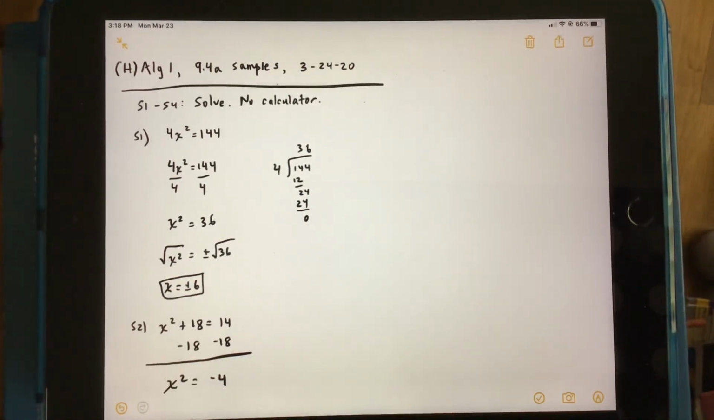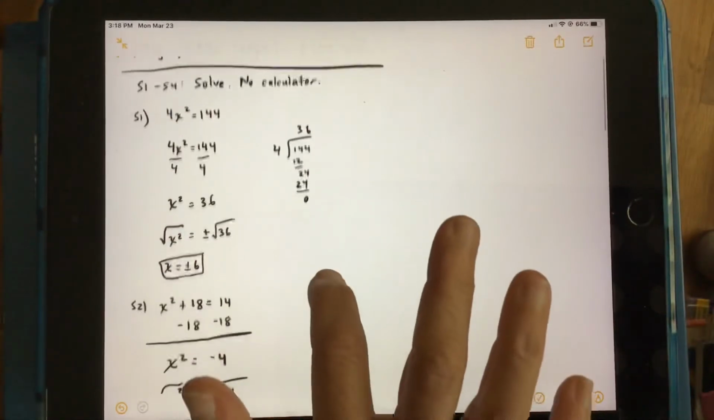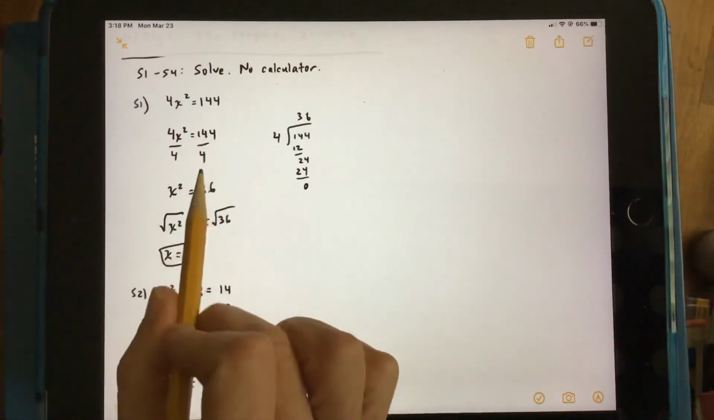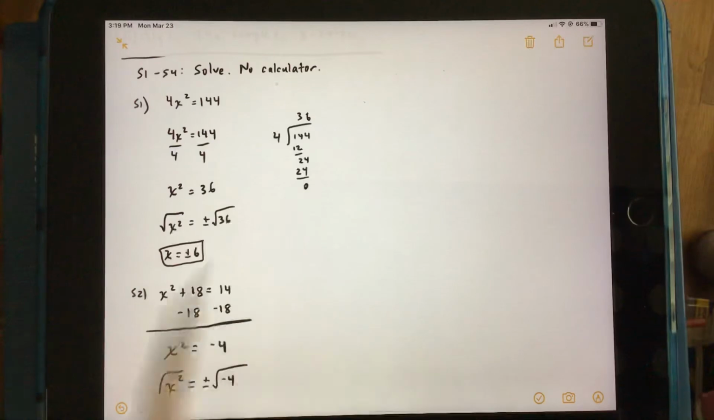On sample 1, our first job is to realize that to get down to x in solving this equation, we need to undo the 4, and that will be by dividing by 4 on both sides. So I'm going to need to work out what is 144 divided by 4, and this is where I've worked it out. So I see that it's 36. So x squared is equal to 36.